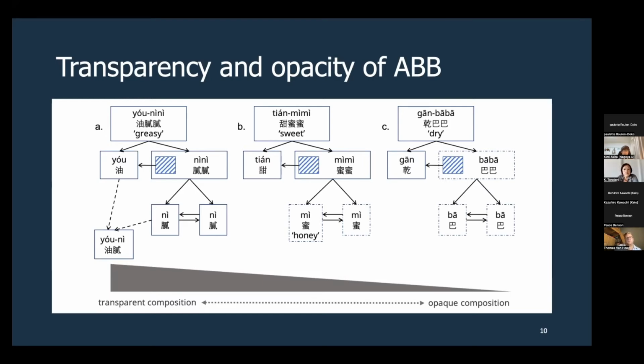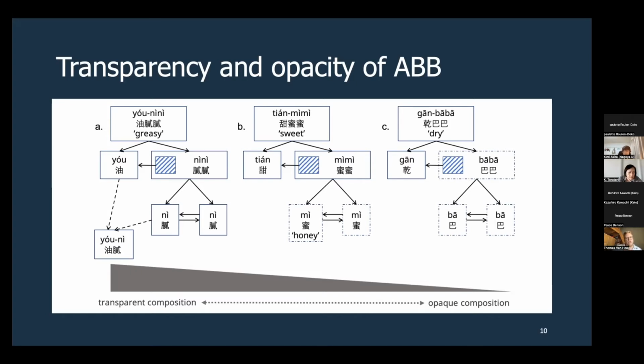And then there are also middle cases like tian mi mi, where tian means sweet, and mi mi also means sweet, but mi by itself means honey. Now imagine if you don't know that mi means honey, then that is not truly transparent. So that would be more towards the opaque side. But if you do know, then it's more towards the transparent side. But in any case, for honey to go to the meaning of sweet in mi mi, you have to do some kind of metonymic conversion. So that's also a middle ground there.